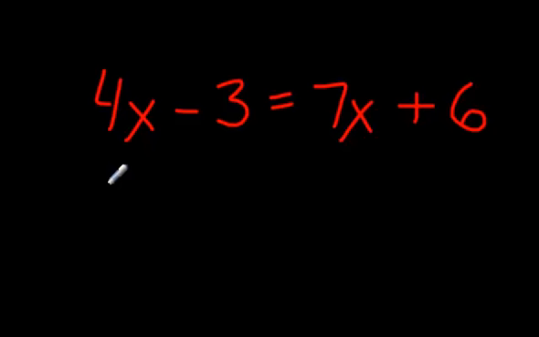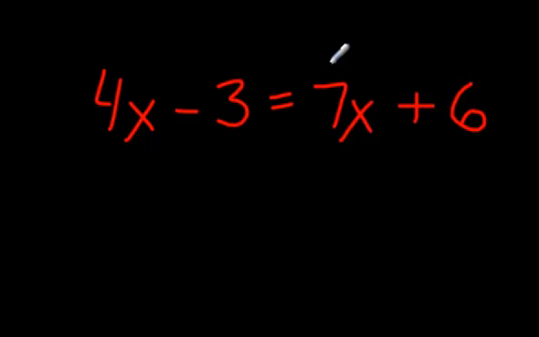So the first step, what you're going to have to do in a situation like this, is notice there's a 4x there and there's a 7x there. You see a -3 here and a +6 here. What you're going to have to do is gather like terms. You're going to have to get all the stuff with x's on one side and all the stuff with just regular numbers on the other side. I usually try to get all the x's together on the left side and get all the numbers on the right side. Let's see what happens.